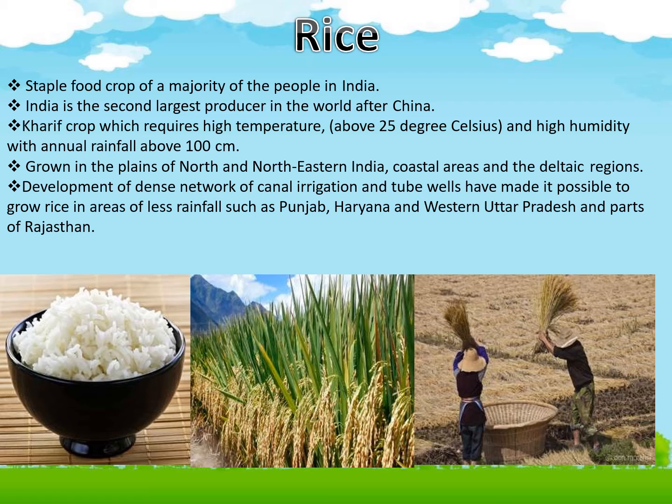Then where does it grow? In the plains of North and Northeast India, coastal areas and the deltaic regions. And then you will have to mention the development of a dense network of canal irrigation and tube wells has made it possible for the growth of rice in areas of less rainfall like Punjab, Haryana, West UP and parts of Rajasthan. So it's for us as children to know these little points.